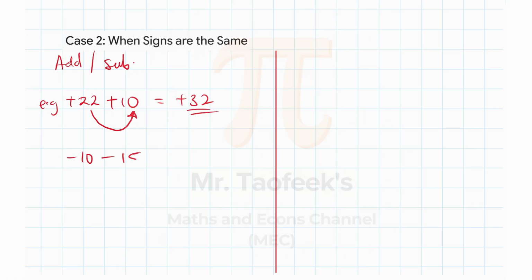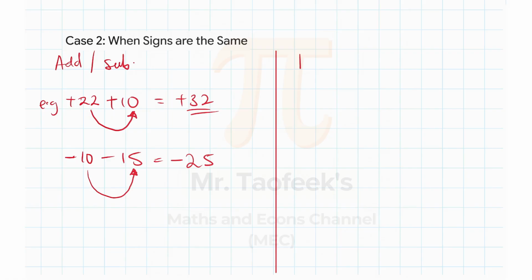Minus 10, minus 15. The signs are the same, right? Add the two numbers. 10 plus 15. Forget about the signs for now. 10 plus 15, that's 25. The two signs are minus. Minus remains in my answer. Do you understand? So once the signs are the same and you're adding or subtracting, this is what happens.